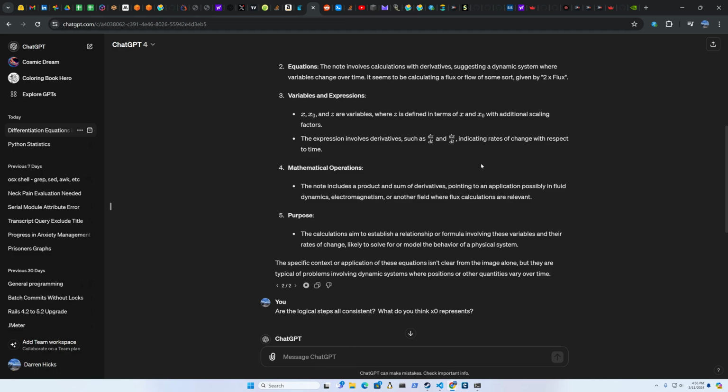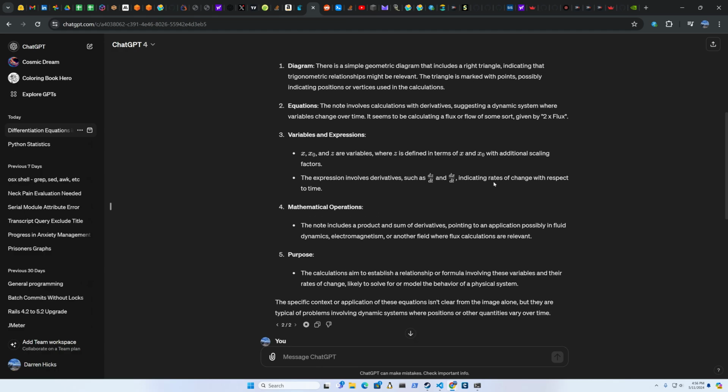Purpose. The calculations aim to establish a relationship or formula involving these variables and their rates of change, likely to solve for or model the behavior of a physical system. The specific context or application of these equations isn't clear from the image alone, but they are typical of problems involving dynamic systems where positions or other quantities vary over time.